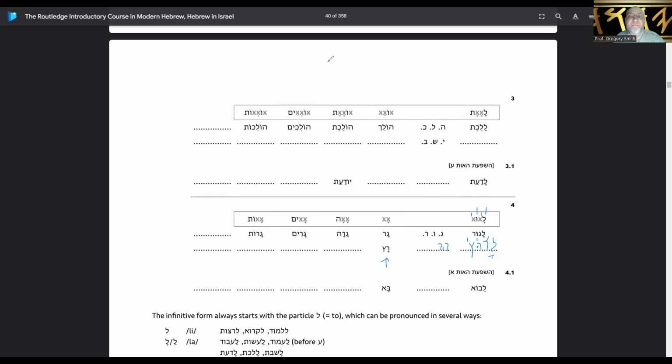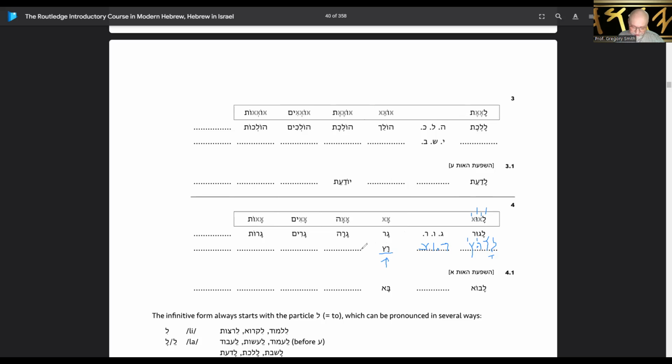My vavs are terrible. Resh, vav, and then what is the other one? It's zadi. Not a good zadi either. I'm out of practice on my zadi. There it is. So resh vav zadi. So that's what the root should look like. Okay, and there is rats, he is running.